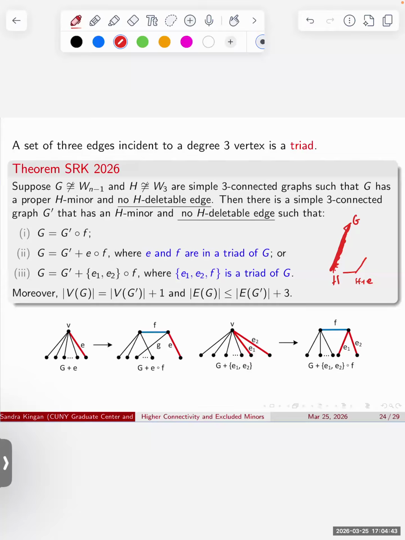The E and F are in a triad. So if you add an edge, that's the edge here. This is what we're looking at. And then you split, let's see. You add the edge. There's an added edge somewhere, and the added edge is here. I wasn't looking at the picture right. So the added edge is in red over here, right? And then you split the vertex V, but you split it so that this is a triad. A triad is just a degree 3 vertex.